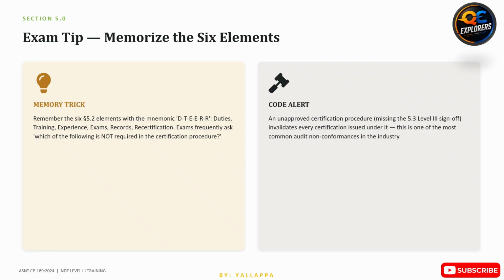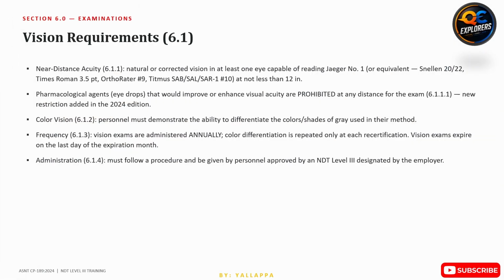Now that we've completed the certification procedure requirements, we'll move into Section 6, which explains one of the most critical qualification requirements of all, the vision examinations. Before an individual can perform reliable, non-destructive testing, they must possess one essential qualification that no amount of technical knowledge can replace: the ability to see accurately. Section 6.1 establishes the vision requirements that every certified NDT professional must satisfy.